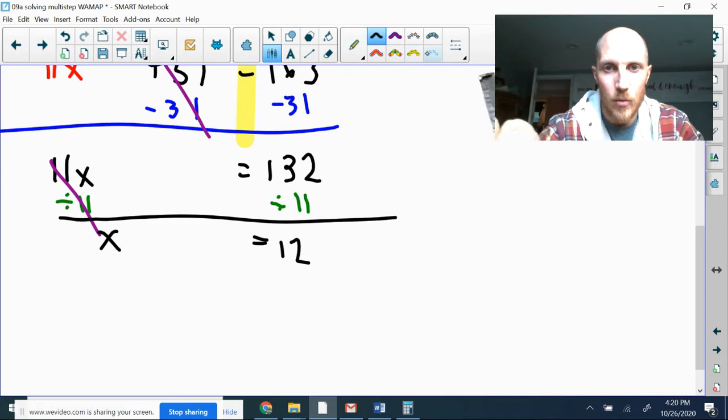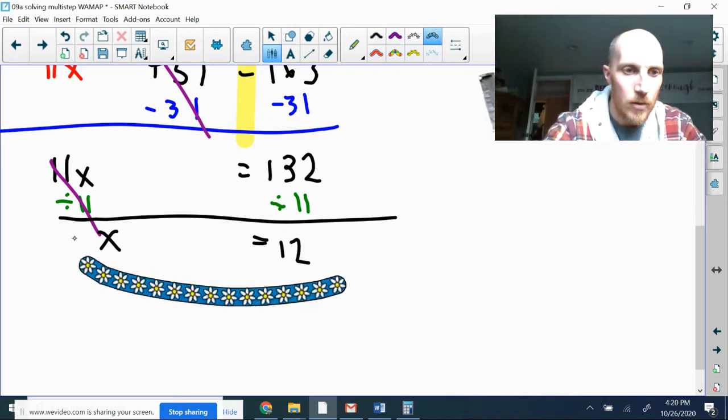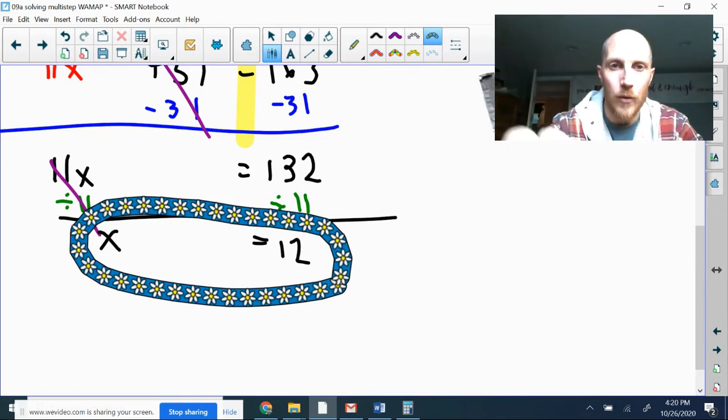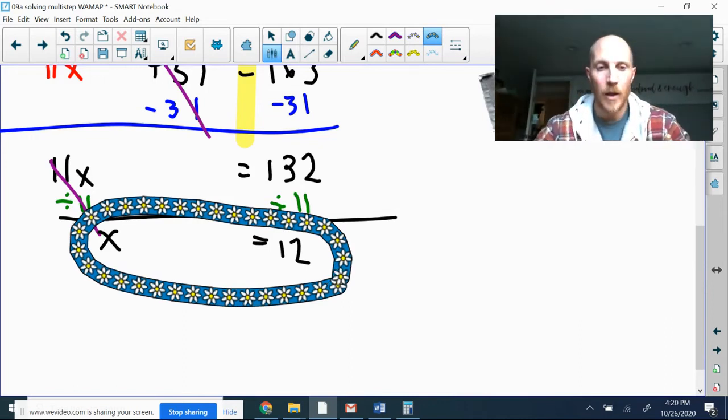Creative pen. We need some flowers. Mariah loves flowers. Circle our final answer. X equals 12. 12 sticks per pack.